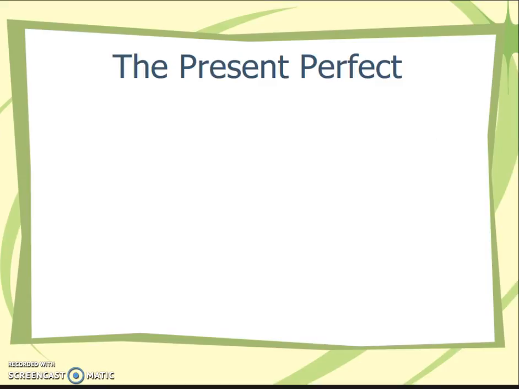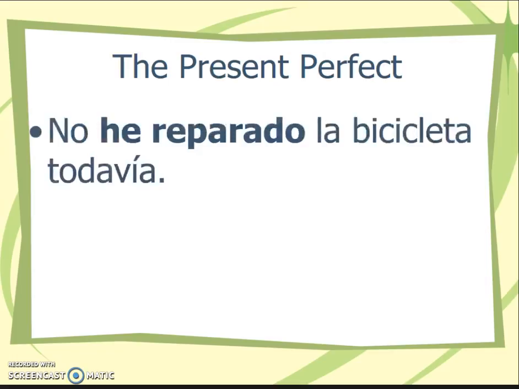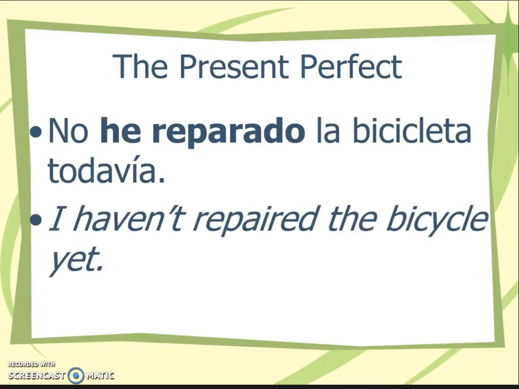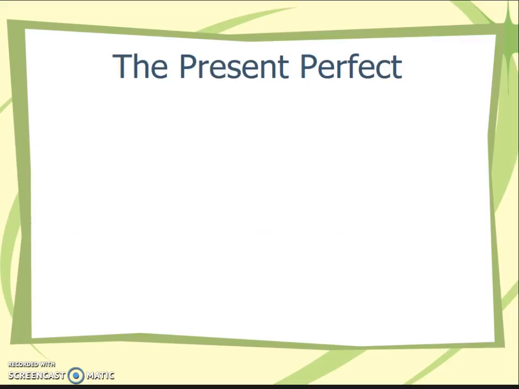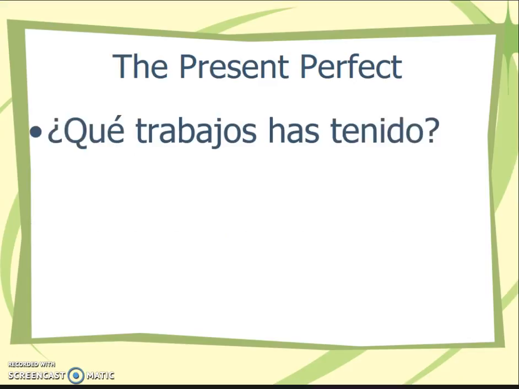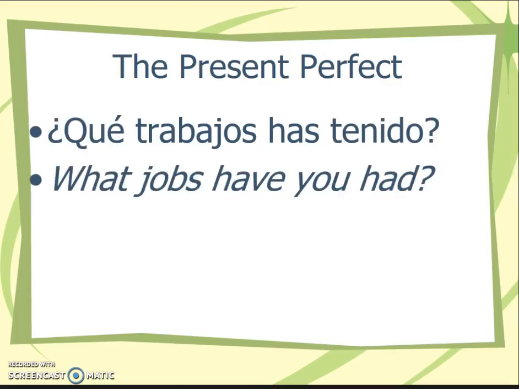Some good words for you to think of when you're doing the present perfect are todavía and ya. Here's todavía in use. No he reparado la bicicleta todavía. That means I haven't repaired the bicycle yet. Todavía means still or yet, depending on how you're using it. So here's a question for you. ¿Qué trabajos has tenido? And that means, what jobs have you had?